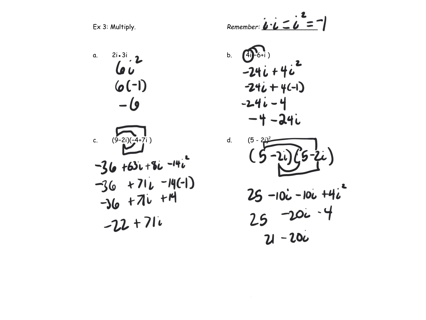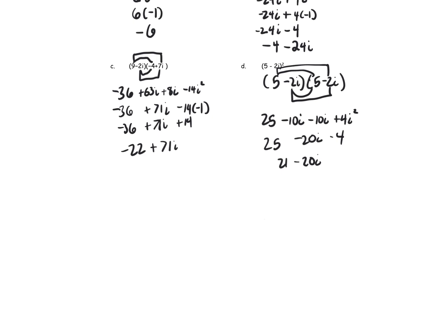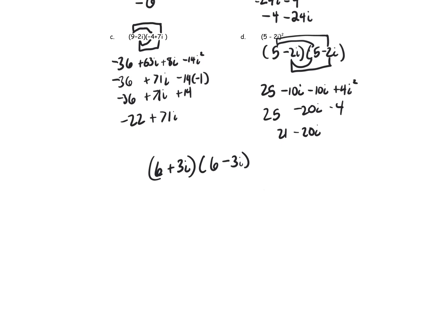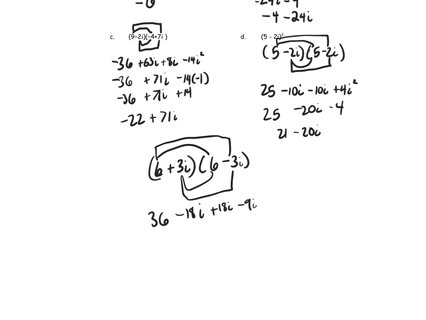There is one more example that wasn't in your notes, so I do want you to add to your notes, and that is, what if we have the same numbers? We'll do 6 plus 3i multiplied with the same numbers, but with a different sign between them, 6 minus 3i. What this is called is a complex conjugate, and we're going to spend a lot of time with complex conjugates in the next lesson, but I just want to introduce you to them now because they do appear a little bit in your homework. So we're still going to multiply these the same way. 6 times 6, 6 times negative 3i, 3i times 6, and then 3i times negative 3i. So that's 36, negative 18i, then a positive 18i, and then a negative 9i squared.